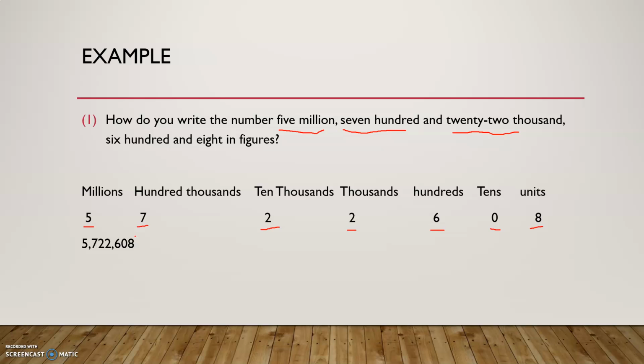So when we write it, we put commas to make it easier to read. So from right to left, every 3 numbers we put a comma. So 1, 2, 3, and then we put a comma, another 3, we put a comma. So here we go, 5,722,608. This is our answer.